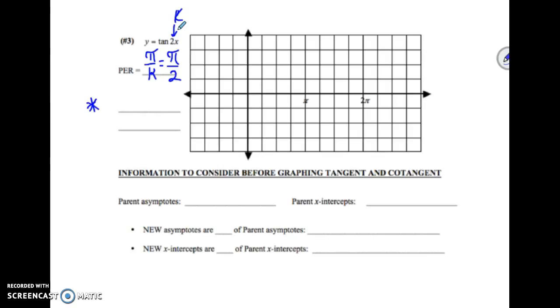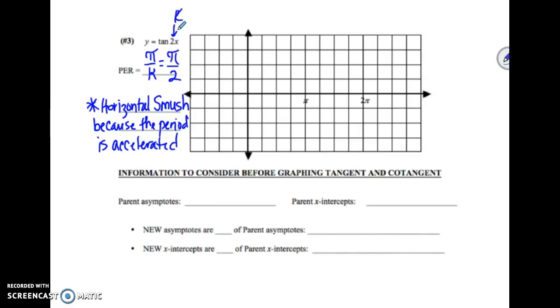So what is this going to do to our graph? It's going to smush it horizontally. It's going to be a horizontal smush because the period is accelerated, right? The period is happening in a quicker distance than it normally would.